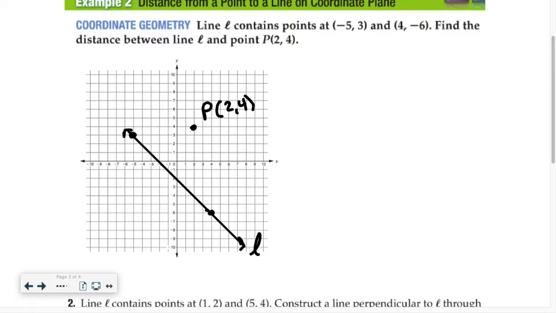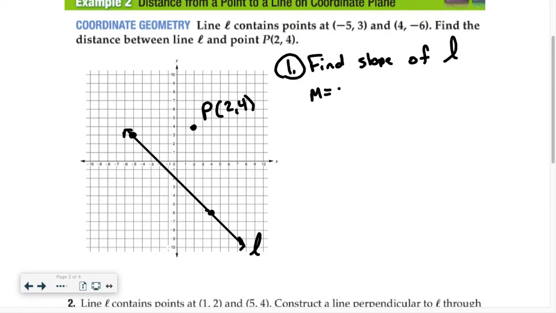So what we need is a segment that is perpendicular to L. Okay? To find a segment that's perpendicular to L, first we need to find the slope of the line. So find slope of L. Slope of L, you guys can do rise over run, you can do the slope formula. I'll do the slope formula.